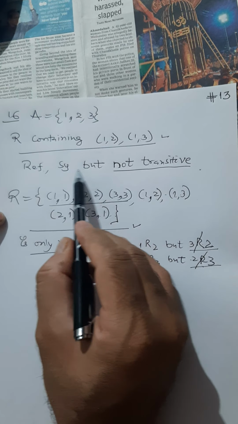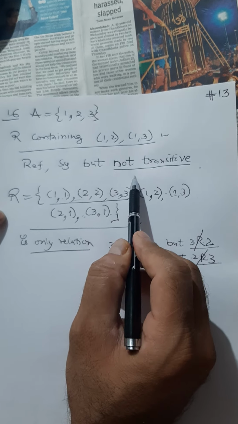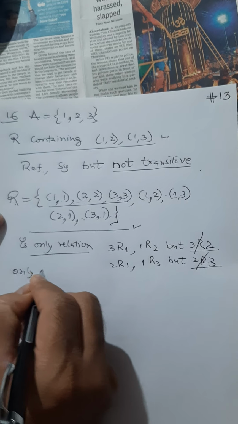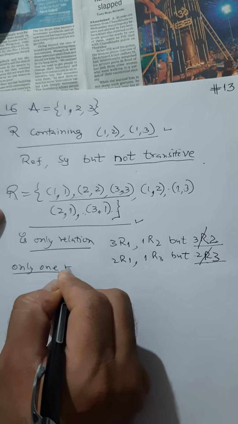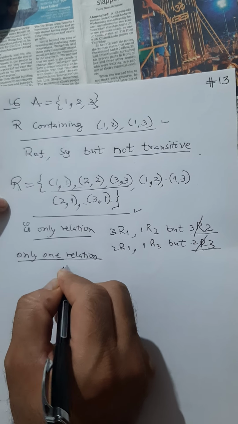You cannot form any other relation which is reflexive, symmetric, but not transitive. So only one relation can be formed. Only one relation. So here the correct option is A, remember.